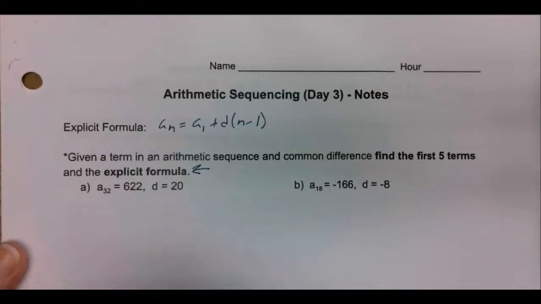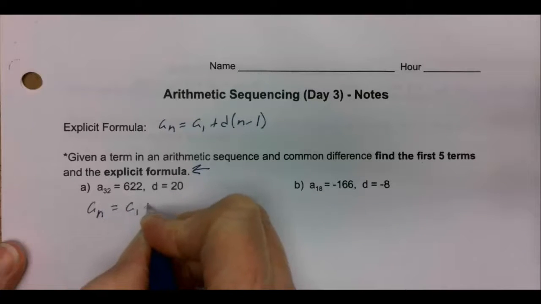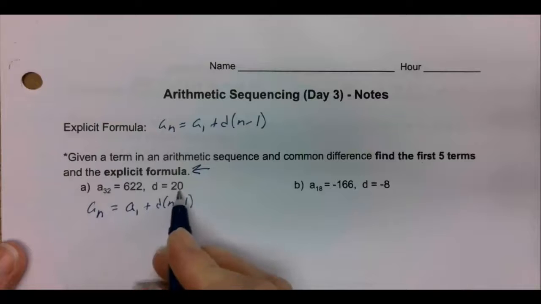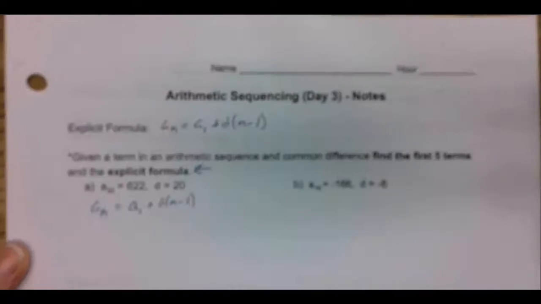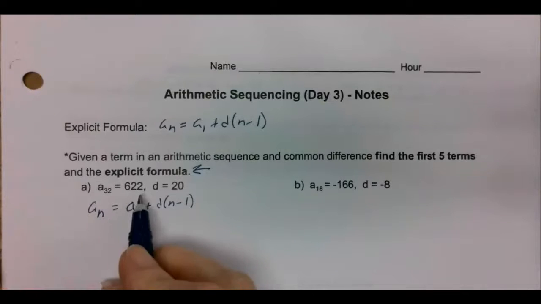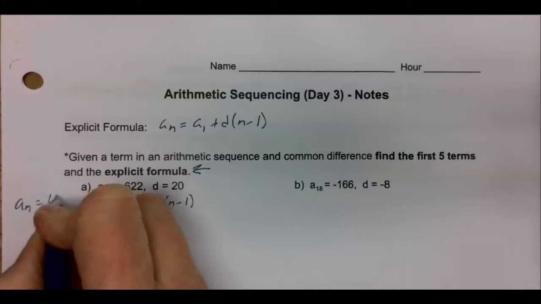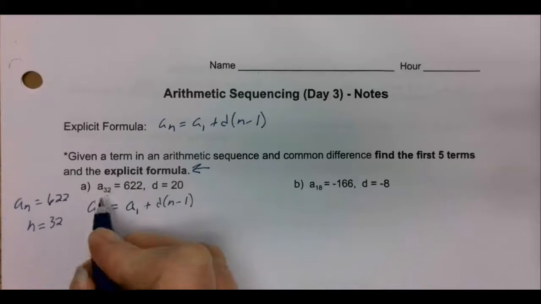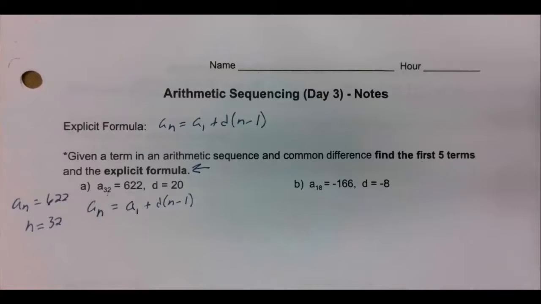So what we know is we have our formula, a sub n is equal to a sub 1 plus the difference times n minus 1. We know the difference, yay. We don't know a sub 1. So that's what's really weird on this one. Now we do know an a sub n, and we do know n. So a sub n is 622, therefore n is 32. Because this says term number 32 is 622. So we can plug that information in.